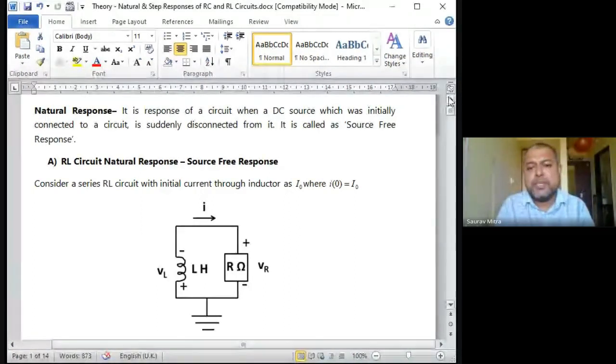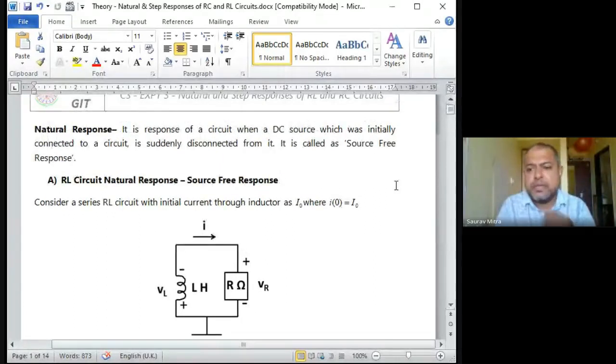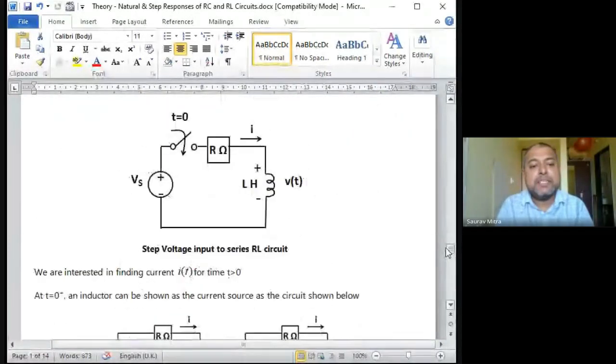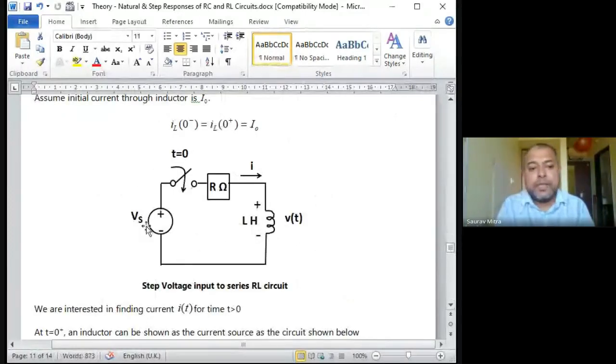So there are two kinds of response. One is called natural response, another is called step response. For the step response, the circuit is here. A step input is an external input that I'm giving to the circuit. So this is called a step response. Here instead of Vs, I'm giving a supply, let's say a unit step of 1 volt. So I'm giving 1 volt, which is connected, and how it charges the inductor will be the step response.